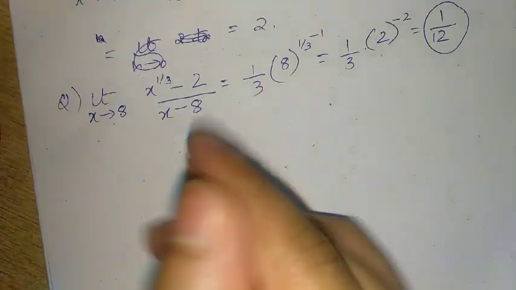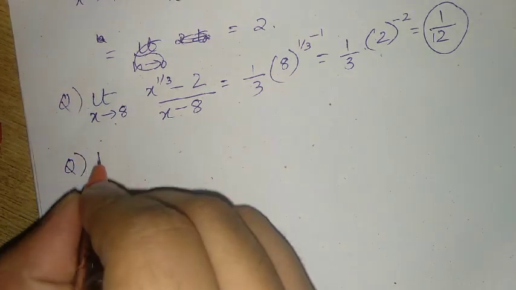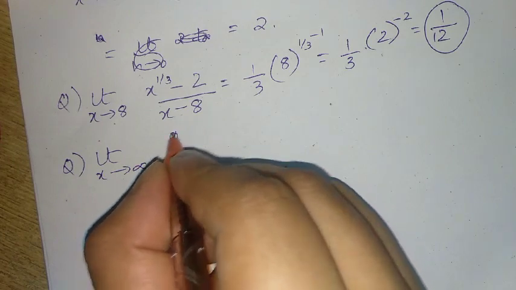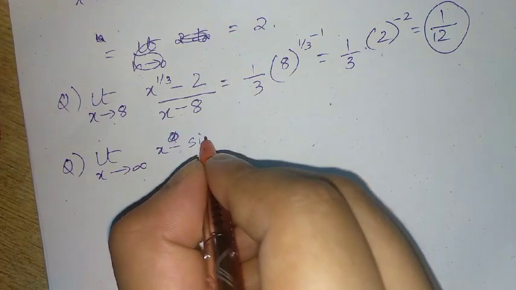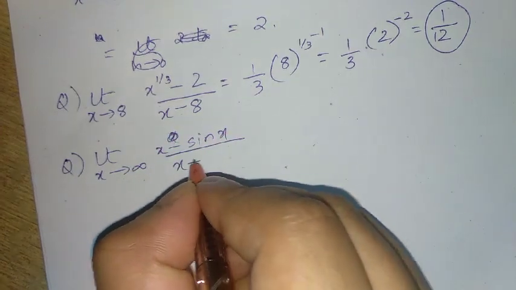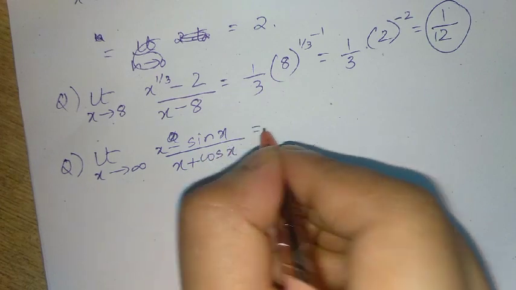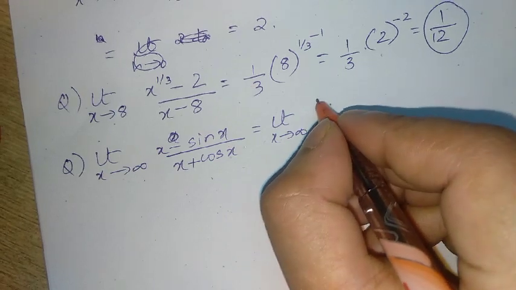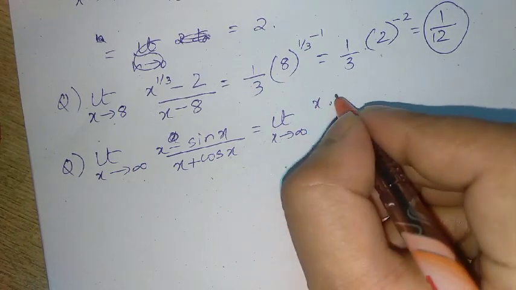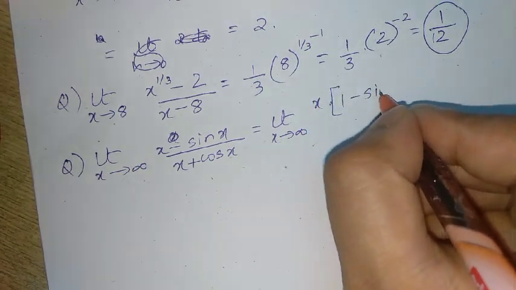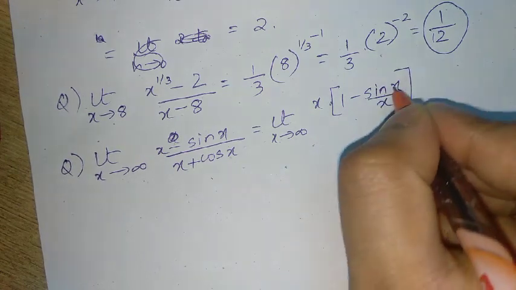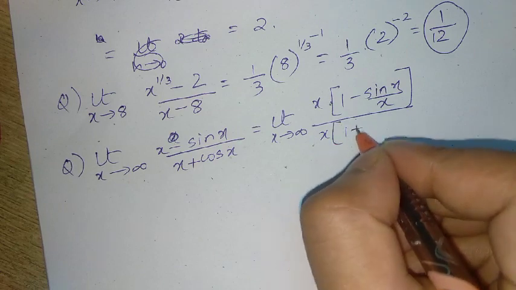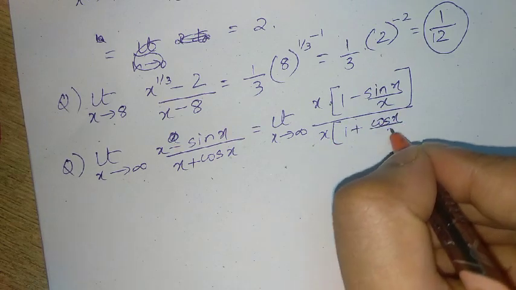Okay, then after this the next question is limit x tends to infinity, x minus sin x divided by x plus cos x. So here it is nothing but equal to limit x tends to infinity. We'll take x common in both numerator and denominator. Why are we doing this? You will see. Now we are converting this into sin x by x format, and this is 1 plus cos x by x.